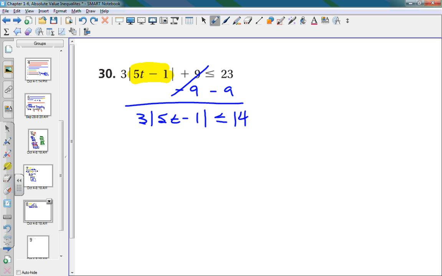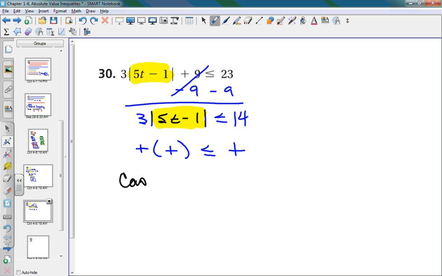Okay, now what? I'm still isolating. So how would I get rid of that 3? Divide. Do I want to divide here? Why do I not want to divide both sides by 3? Because 14 is not divisible by 3, and it's going to give me a fraction. And do we like fractions? No. So what we're going to do is we're going to say, is this even possible? So 3 is a positive outcome, and I'm going to multiply that by a positive outcome, and that has to be less than or equal to a positive number. Is it possible? Sure, it is possible, so therefore I have to do case 1 and case 2.